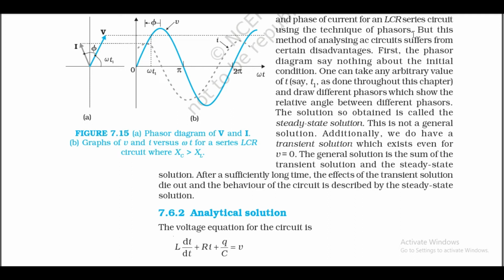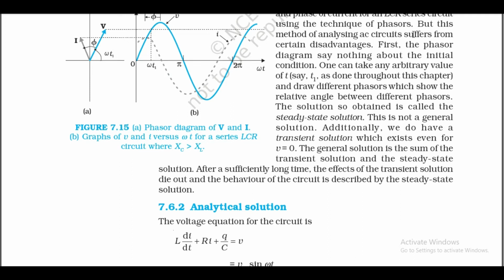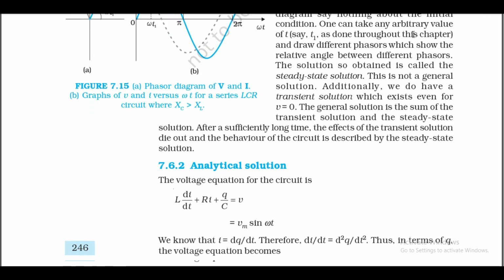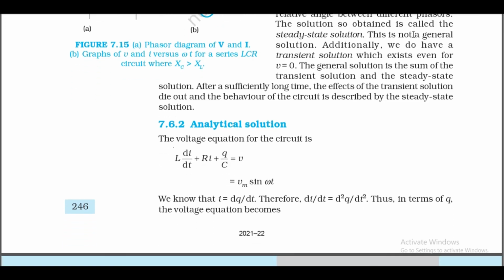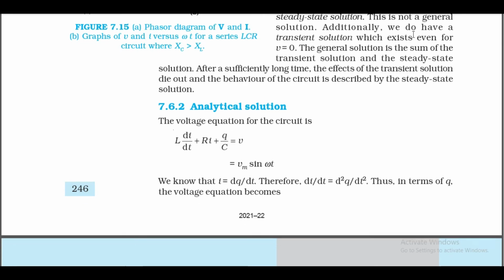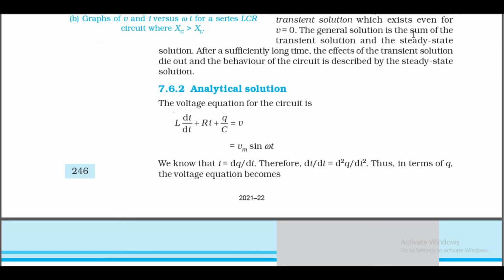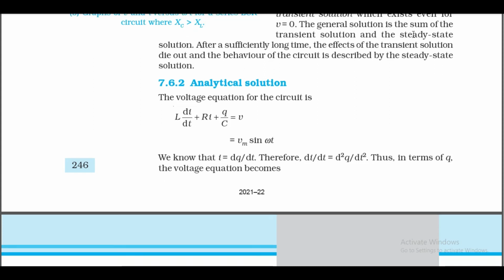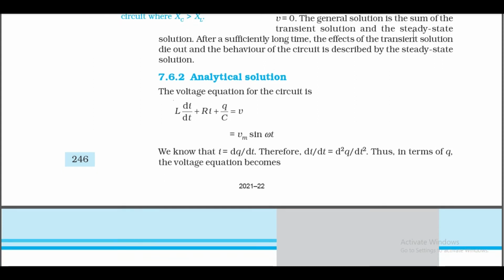Additionally, we do have a transient solution which exists even for V equal to 0. The general solution is the sum of the transient solution and the steady state solution. After a sufficiently long time, the effects of the transient solution die out and the behavior of the circuit is described by the steady state solution.